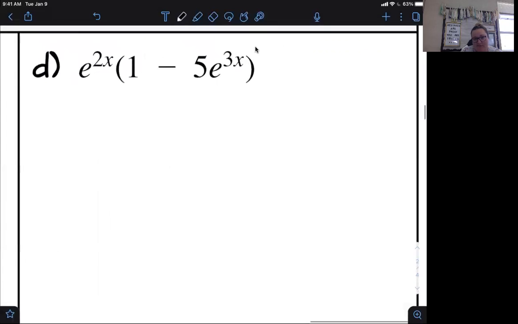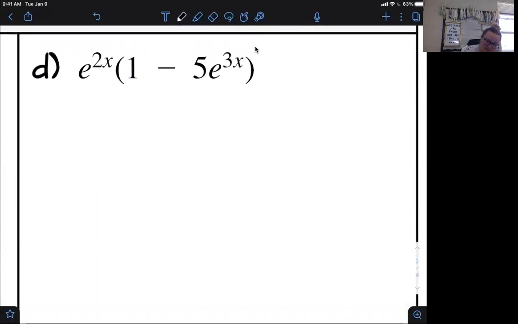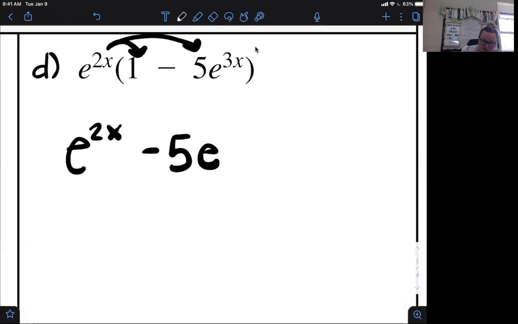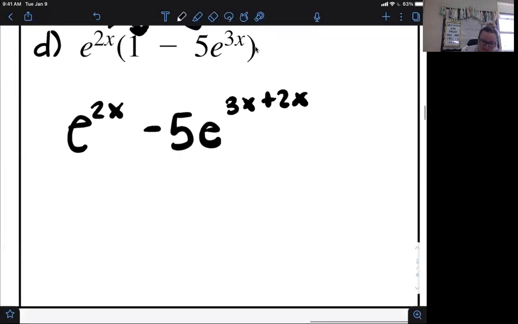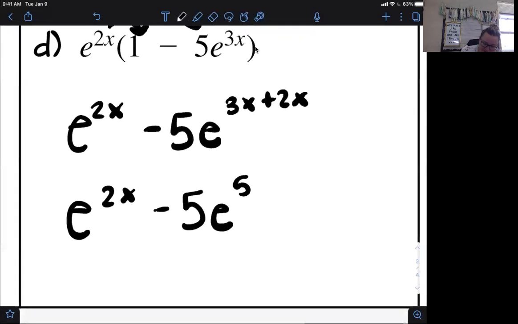e to the 2x times 1 minus 5e to the 3x. I'm going to distribute. e to the 2x times 1 is e to the 2x. e to the 2x times negative 5 e to the 3x. I'm going to multiply, so I'm going to get 5 e to the 3x plus 2x. So I get e to the 2x minus 5 e to the 5x. And because these bases, e to the 2x and e to the 5x, aren't exactly the same, I can't subtract this any further. This is my final answer.